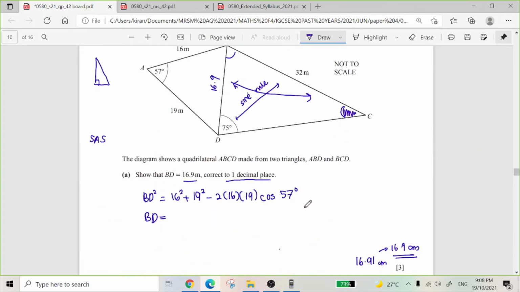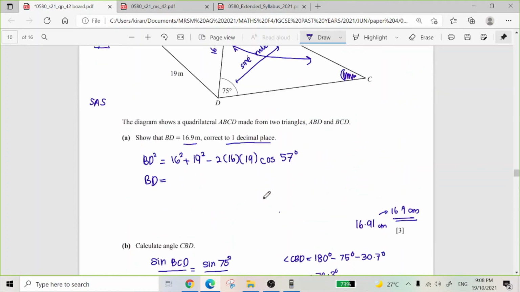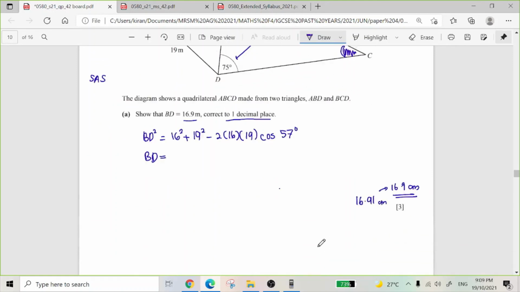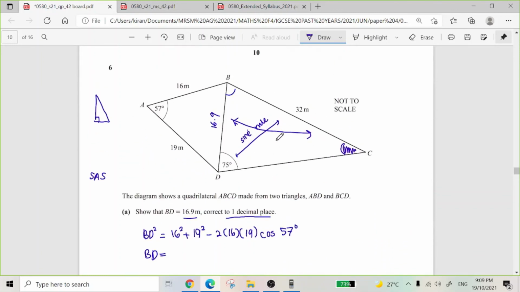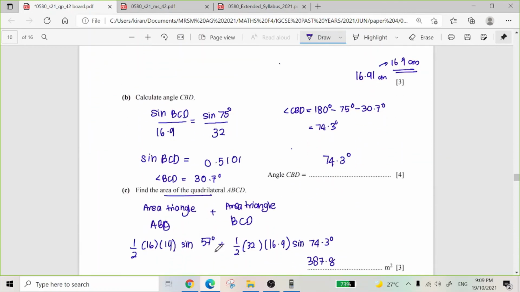Okay. Next is question C. Find the area of the quadrilateral of ABCD. Okay, to find the area of quadrilateral ABCD, you have to calculate two area of triangles, which is area ABD and area triangle BCD. Okay, so since this is not a right angle triangle, so you tak boleh guna formula area of triangle 1/2 times base times height. Okay, so you kena guna 1/2 AB sin C. Okay, ini formula list 1.